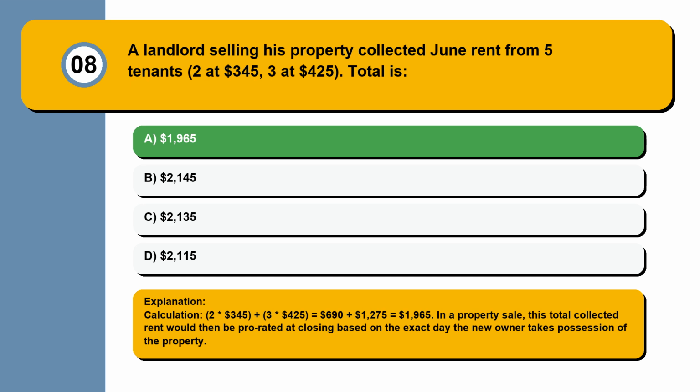Calculation: 2*$345 plus 3*$425 equals $690 plus $1,275 equals $1,965. In a property sale, this total collected rent would then be prorated at closing based on the exact day the new owner takes possession of the property.